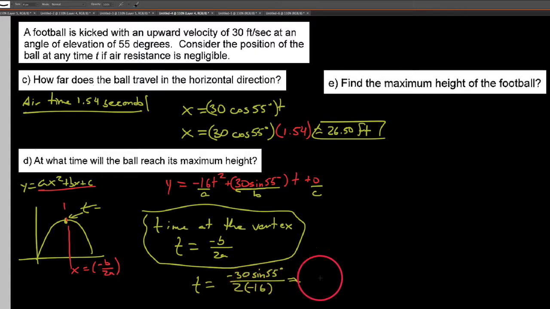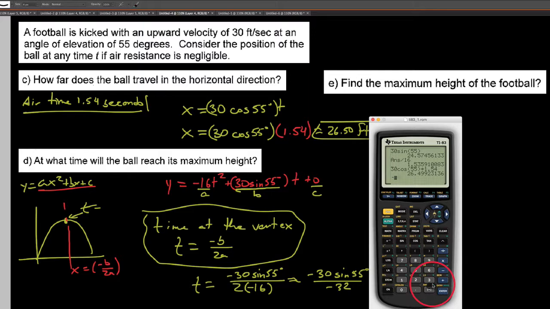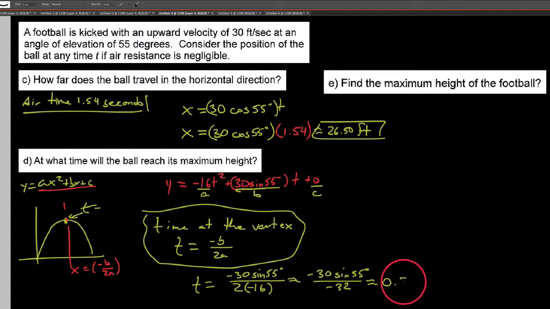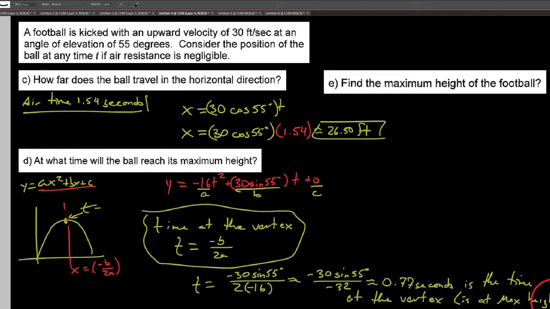So let's work this out on our calculator. We really get negative 30 sine 55 degrees over negative 32. When we put this in, we get negative 30 sine 55, all of that divided by negative 32. We end up with the time being about 0.77 seconds. So approximately at 0.77 seconds is the time at the vertex, which represents the maximum height, the time at which our ball reaches its maximum height.